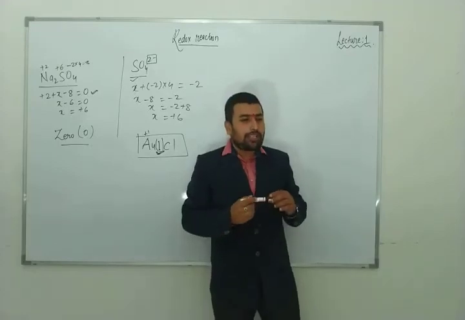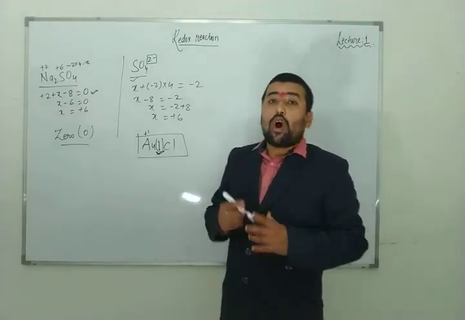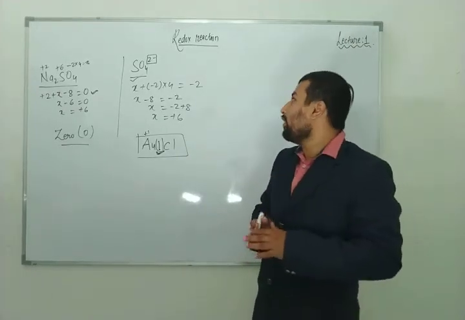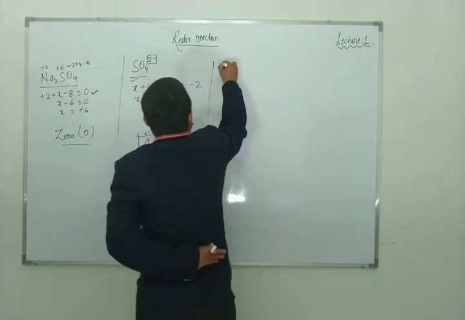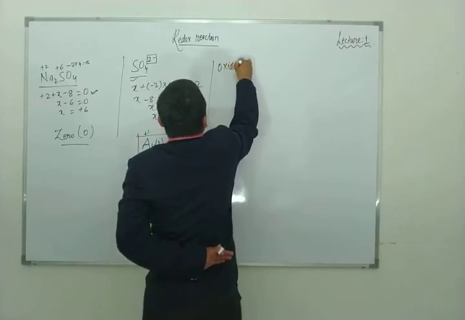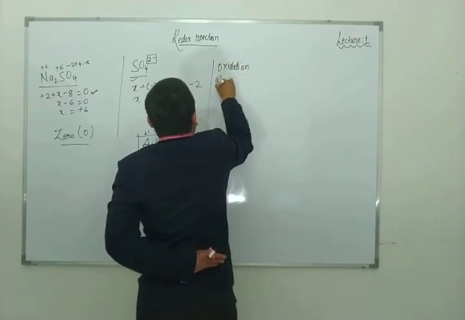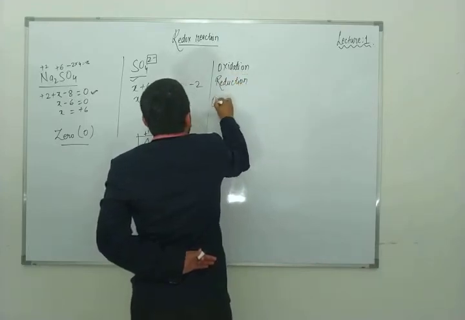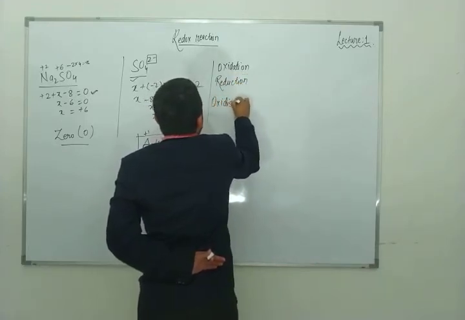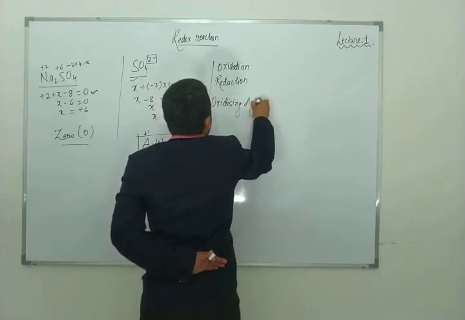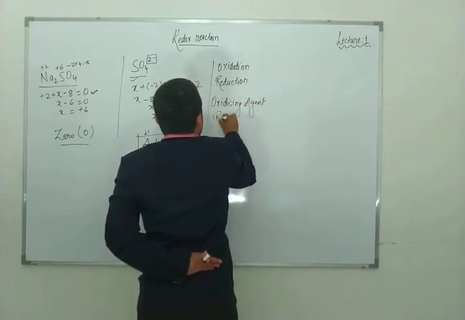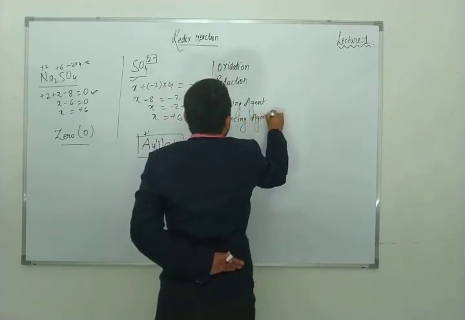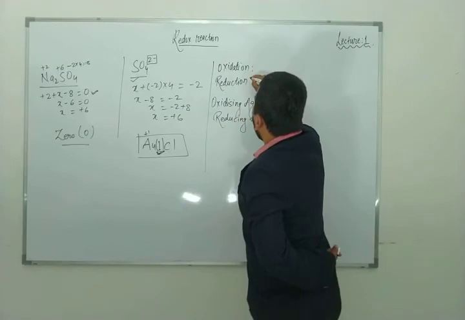Now the most important thing which I want to tell you is oxidation and reduction, and oxidizing agent and reducing agent. What you have learned about oxidation and what you have learned about reduction, these two things, and I will now teach you oxidizing agent and reducing agent. First of all, tell me about oxidation and reduction.